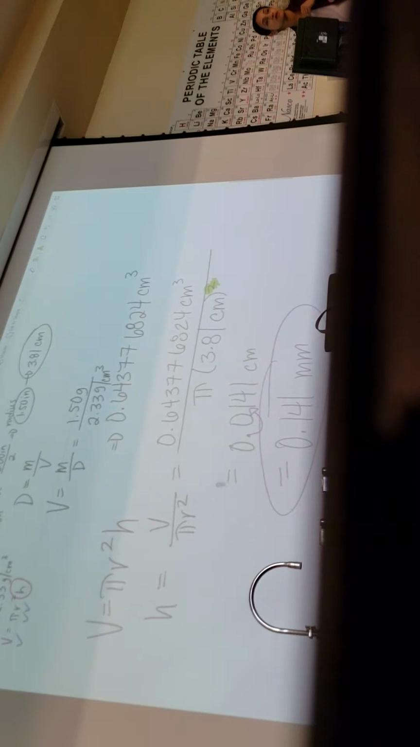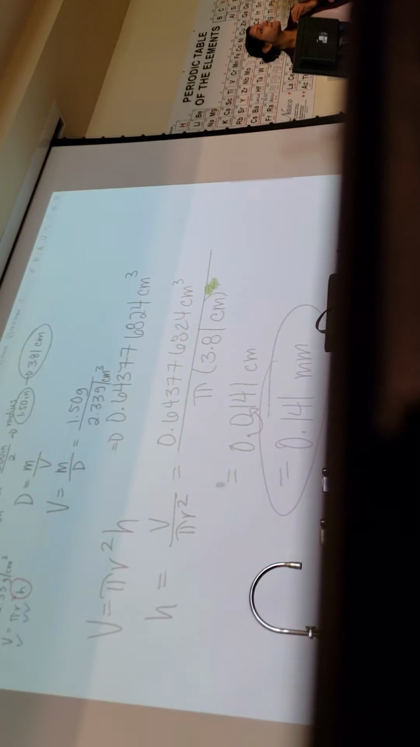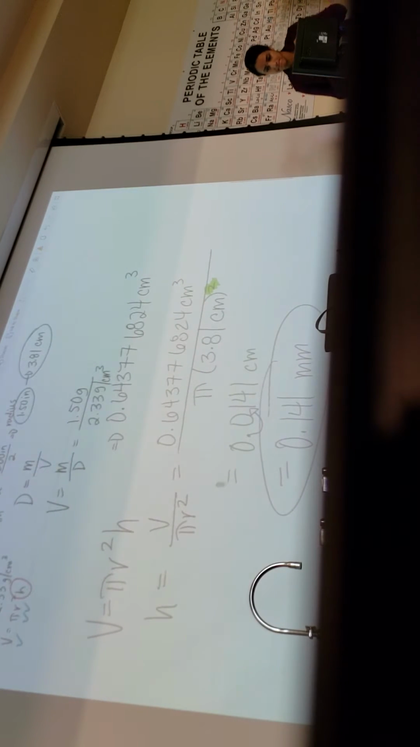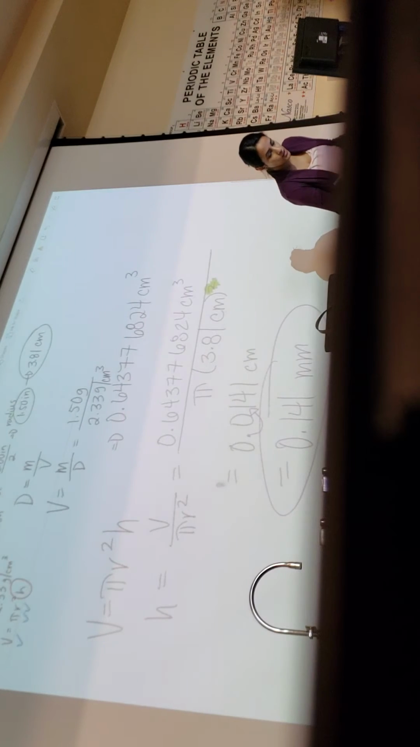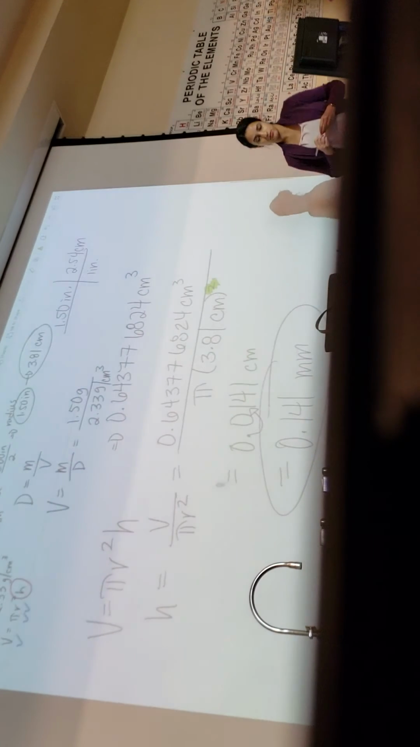Because remember, if you have like 5 centimeters, that's 50 millimeters. It's 10 times the amount. Oh, because 1 inch equals 2.54 centimeters. So that's how I did the 3.81.